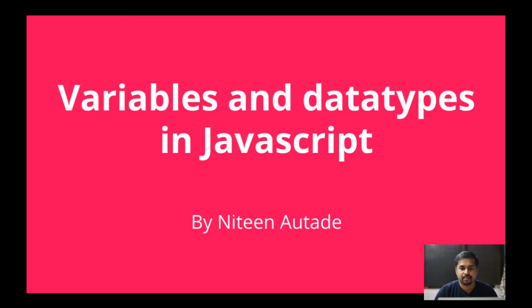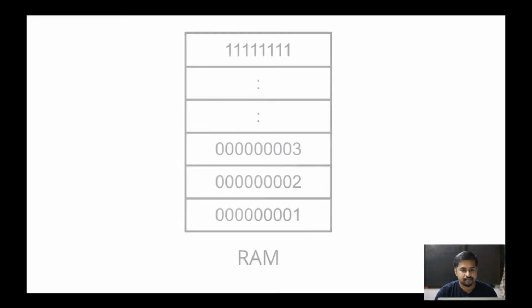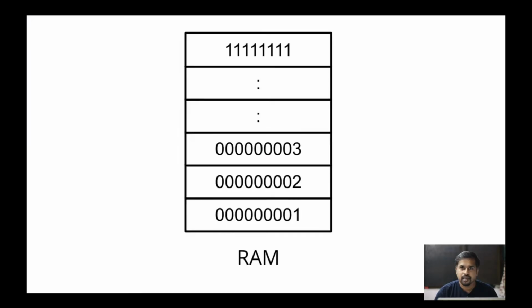Variables and data types in JavaScript. So as we all know, our computer contains something called RAM. RAM is basically a type of memory which has a lot of memory locations which can store data. Now let us consider a case where you are planning to write a program which stores your age. Let's say you store this age at a memory location of 00002. Let's say your age is 25, so 25 gets stored at this particular location.